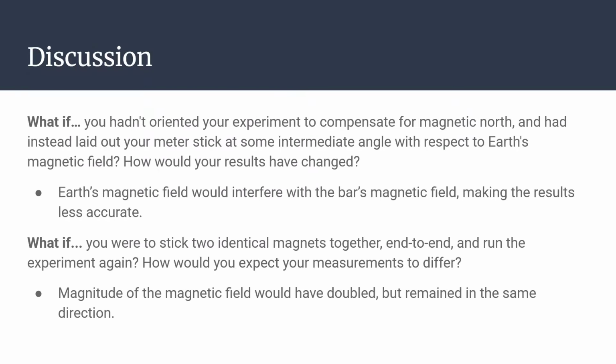So, in our discussion, what if we hadn't oriented the experiment to compensate for magnetic north and instead laid out the meter stick at some intermediate angle with respect to the Earth's magnetic field? The Earth's magnetic field would have interfered with the bar's magnetic field, making the results less accurate. And what if we stuck two identical magnets together end to end and ran the experiment again? The magnitude of the magnetic field would likely double, but the direction would probably remain the same.